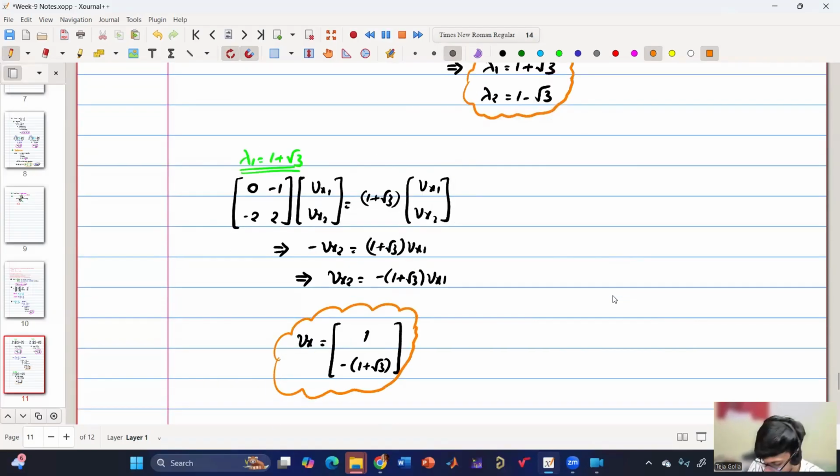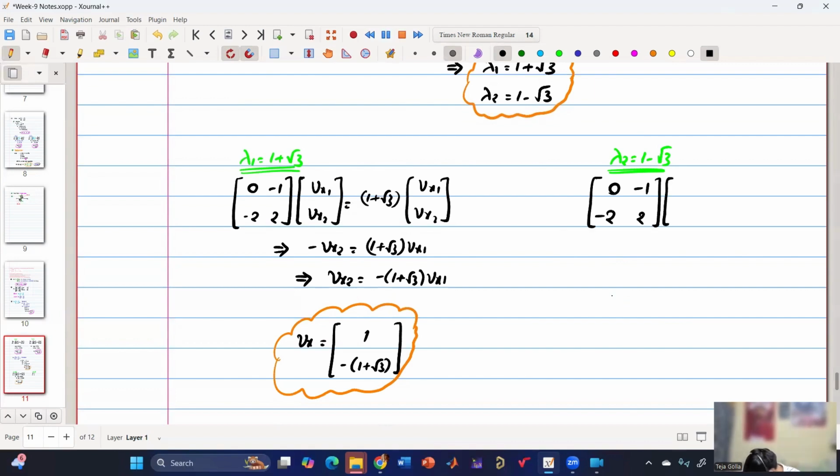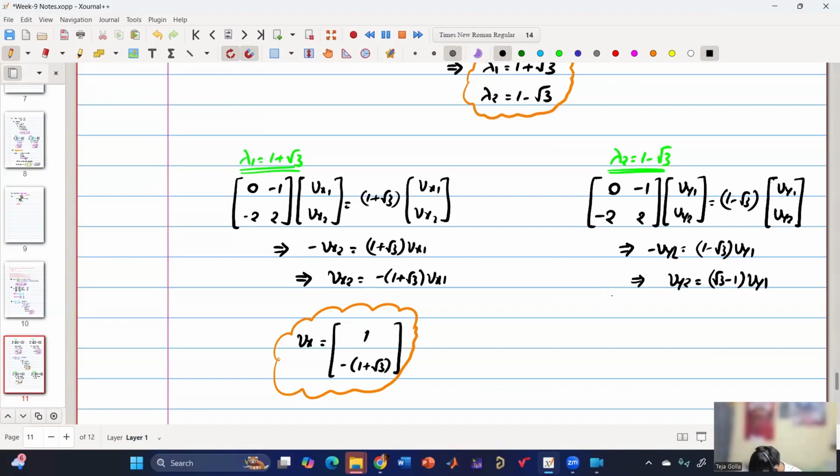Now my other value is 1 minus root 3. So we have lambda 2 equal to 1 minus root 3. So we have [0, -1; 2, -2] times [v1, v2] equal to 1 minus root 3 times [v1, v2]. From here you get minus v2 equal to 1 minus root 3 times v1, or I can say v2 is root 3 minus 1 times v1. If we consider v1 as 1, we have root 3 minus 1. This is the other eigenvector that we have obtained.